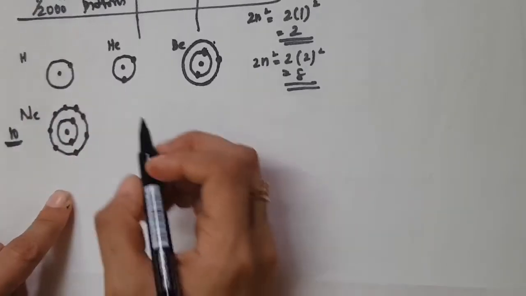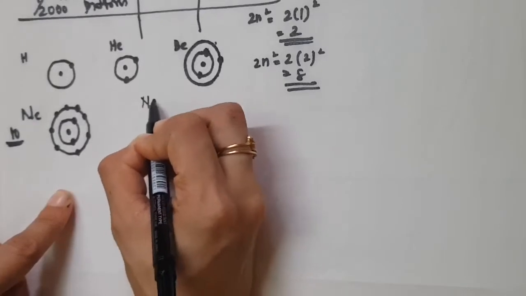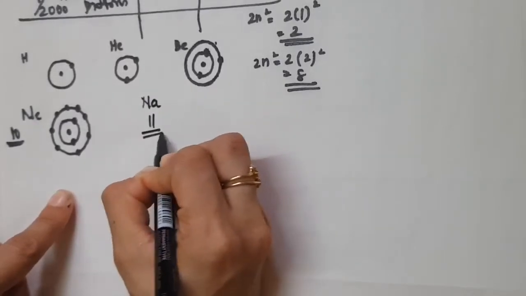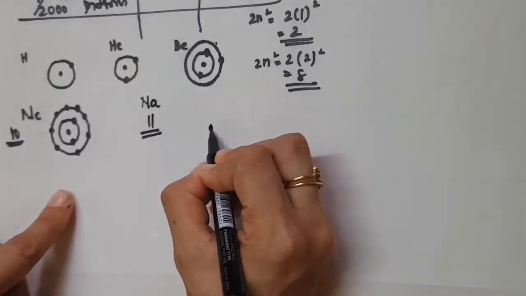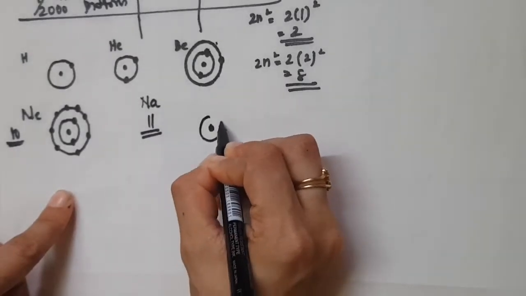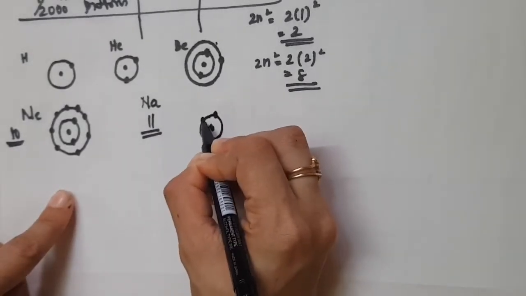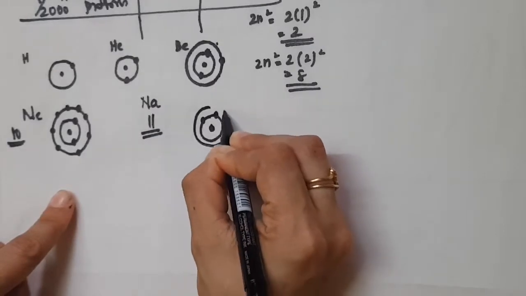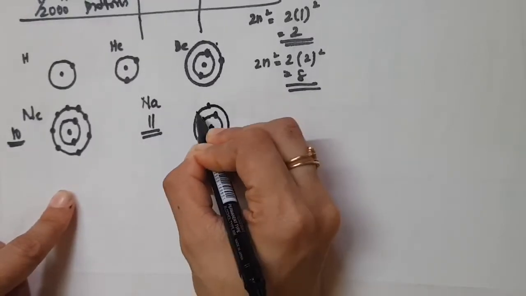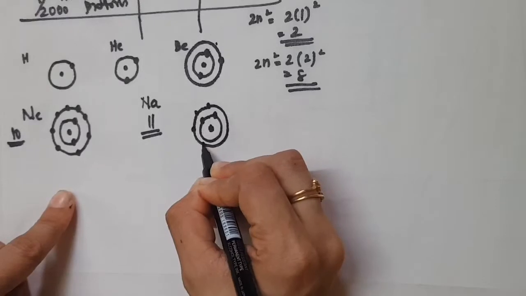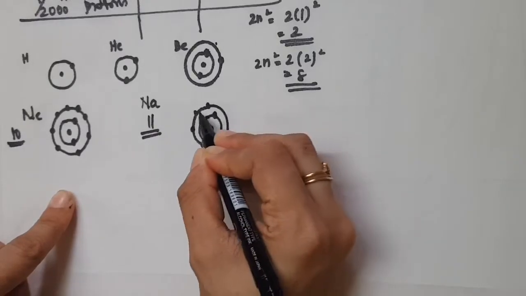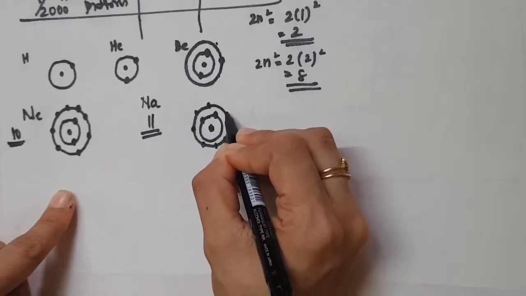Okay, let's see the next element, that is sodium with atomic number 11. This is the nucleus and there are 2 electrons in the first orbit, and then in the second orbit we have 8 electrons, because the second orbit can fill up to 8 electrons: 1, 2, 3, 4, 5, 6, 7, 8.